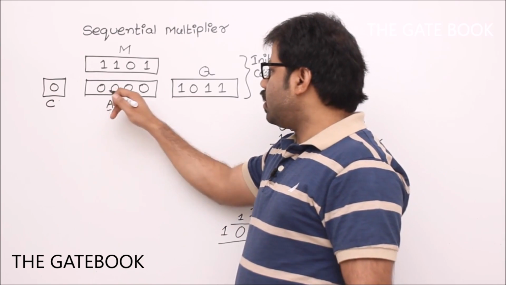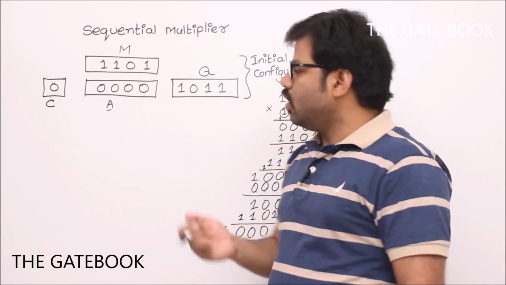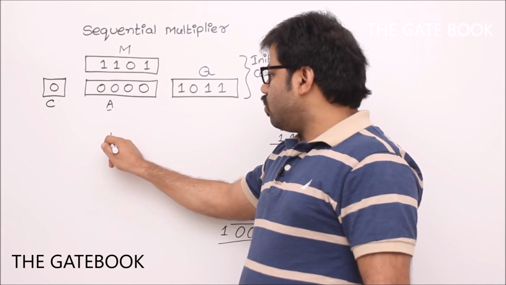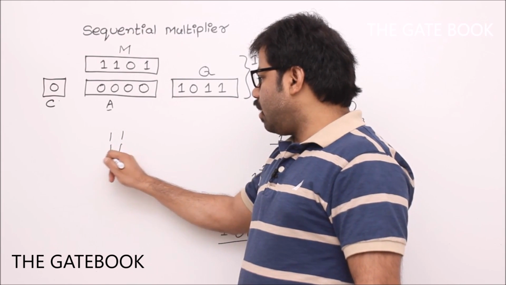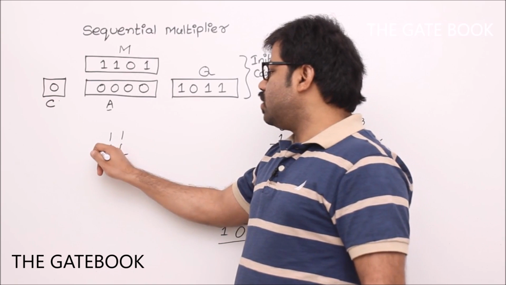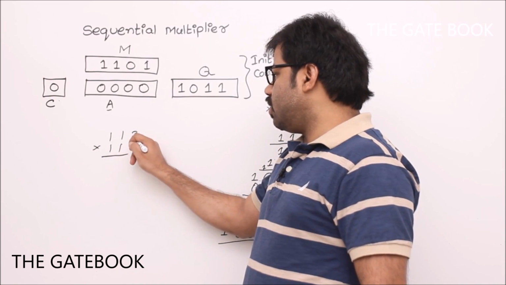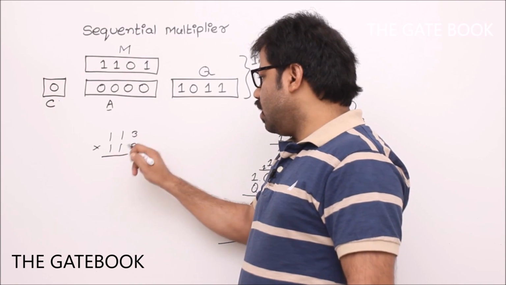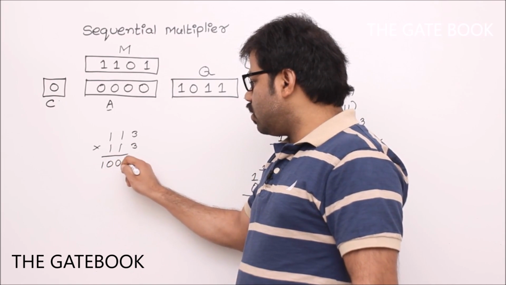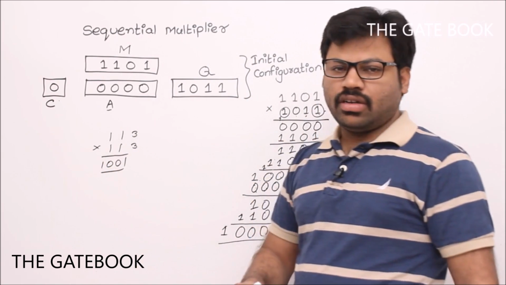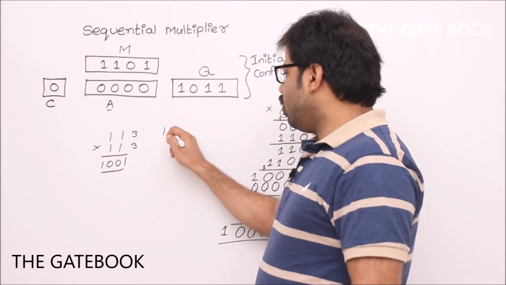Sir, with 4 bits, how can you store the value? I will tell you. For example, you have 2 bits of information. You are multiplying 2-bit numbers. How much space do you require? Just observe. 1 1 means 3. This 1 1 means 3. 3 times 3 is 9, right? So to represent 9, you need 1001. 4 bits are required. Similarly, let's observe for 3 bits.